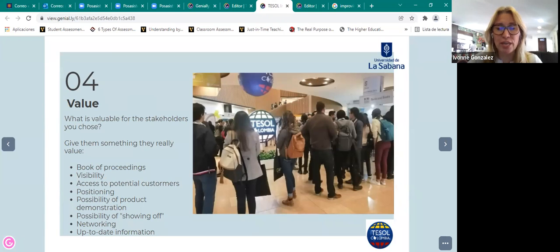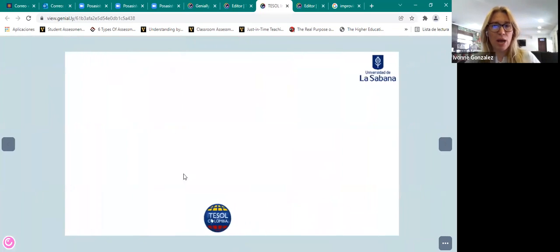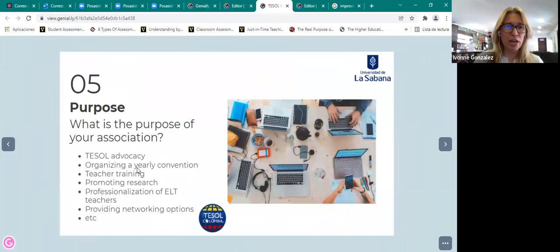And of course, for the attendees, the TESOL convention is the opportunity to keep up to date with information about TESOL and all the work that we do. Okay, so after you know your stakeholders and what is valuable for them, you have to think about the purpose of your association. Why? Because it has to be aligned. The purpose of the association with the stakeholders and what they want and what you're going to give them.